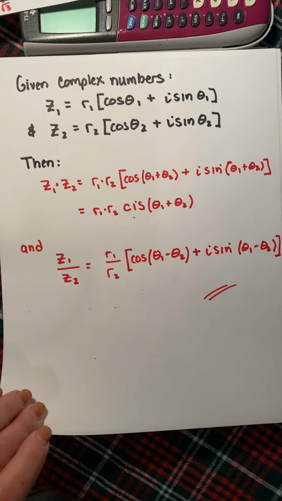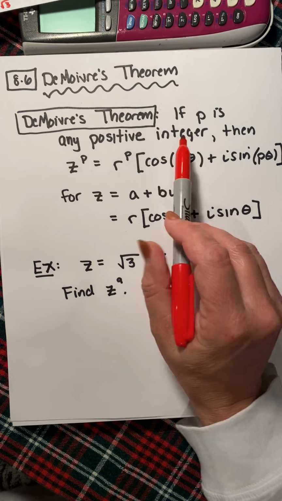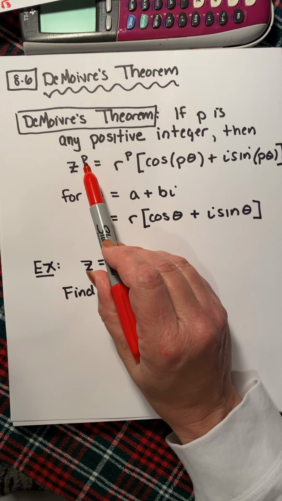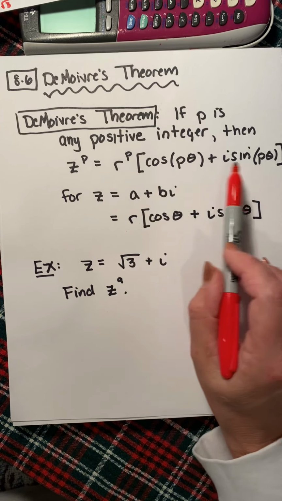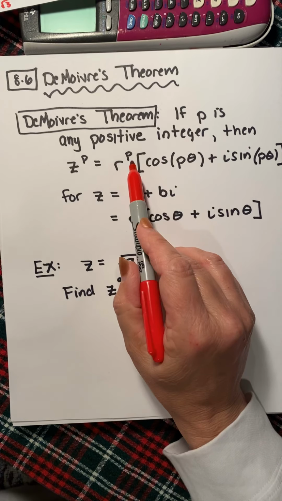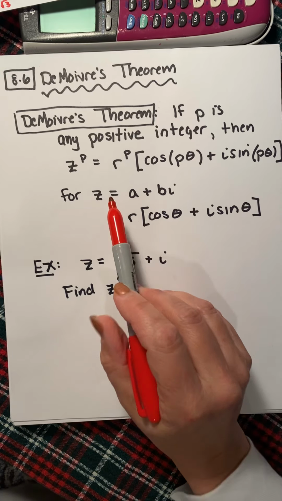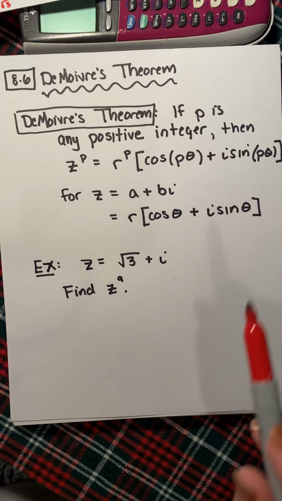So 8.6 is called De Moivre's theorem. De Moivre's theorem says if p is any positive number, then a complex number to the power, well, we put the complex number in its equivalent trigonometric form, and then we can just raise the modulus to that power, and we can multiply the angles to that power. So keeping in mind a plus bi has to be put in its trig form to use this.